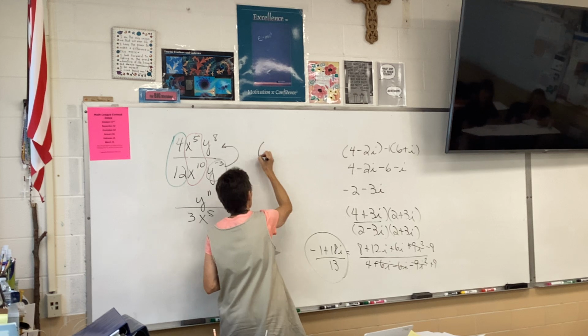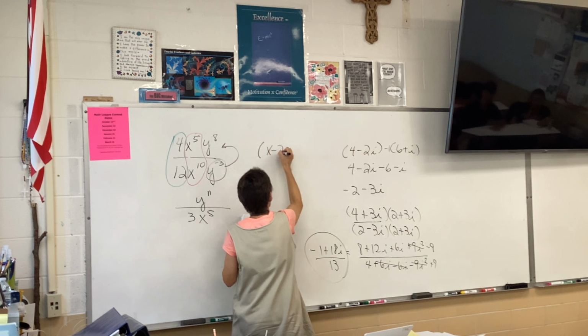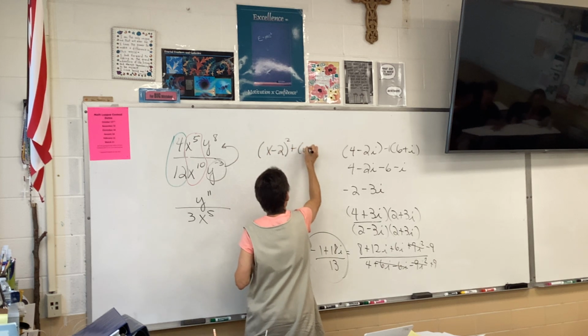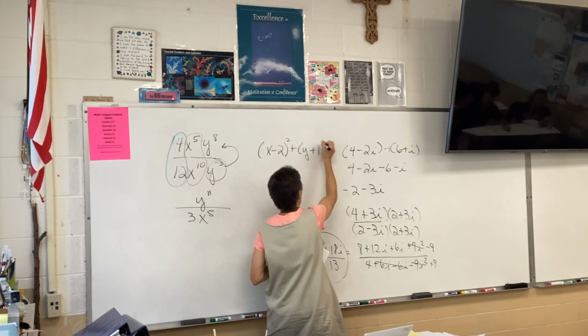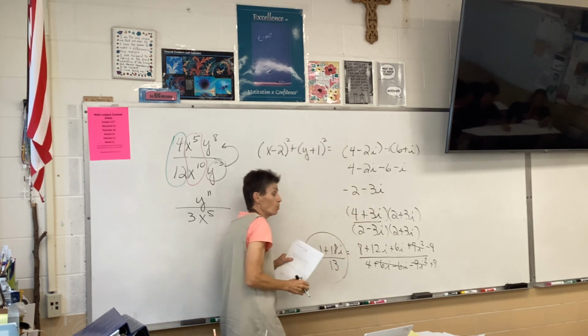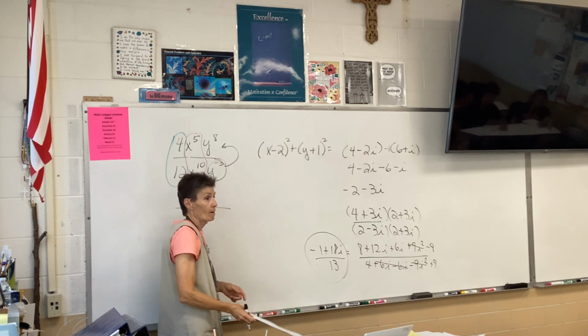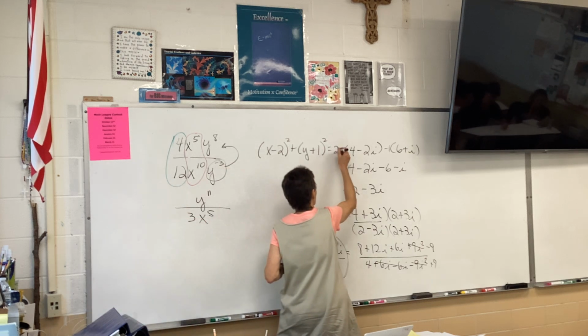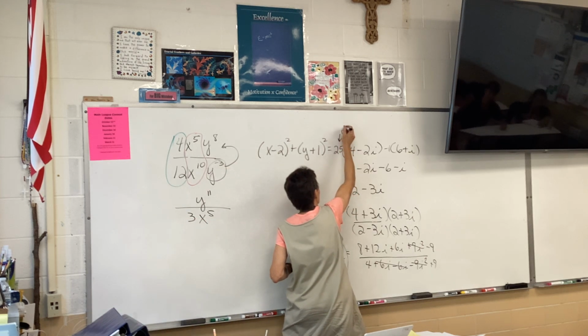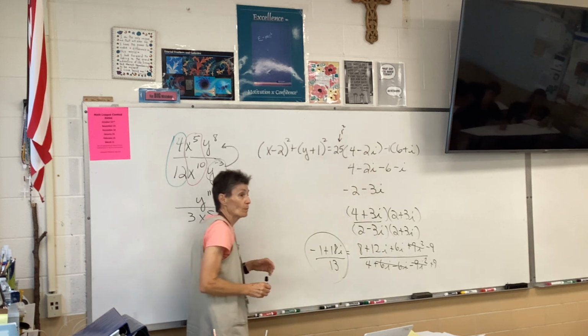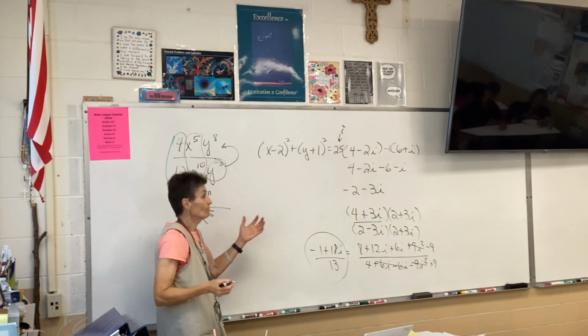Oh man, we're in trouble. (x − 2)² + (y + 1)² equals what? 25. That number right there is always r². You gotta remember that's the equation of the circle.